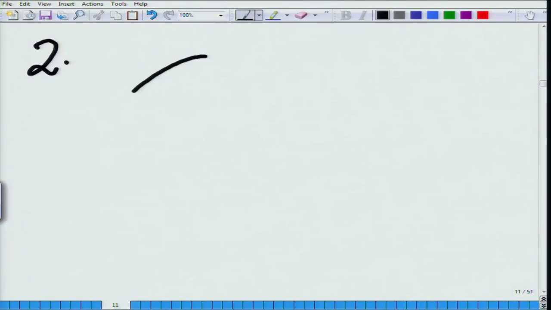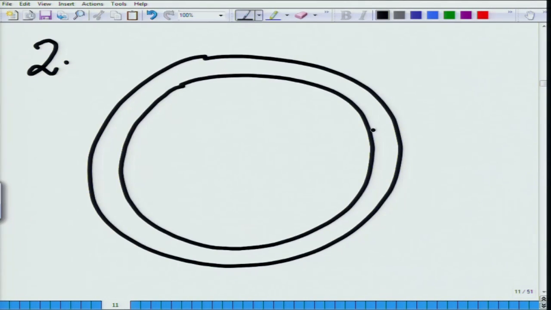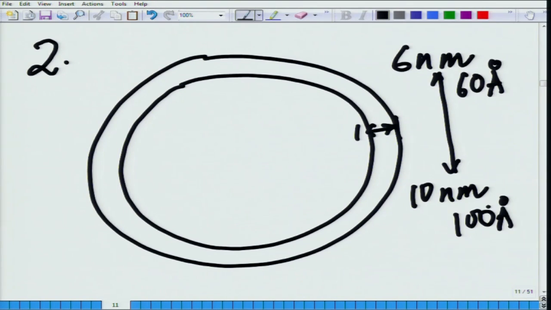The second feature is, while I was drawing the membrane, it is something like this. What is the thickness of the membrane whenever we talk about this? Most membranes vary from 6 nanometer to 10 nanometer, depending on the life form. In other words, it varies from 60 angstrom to 100 angstrom. This is the dimension of the membrane we are talking about. Most of the membranes are of that dimension.